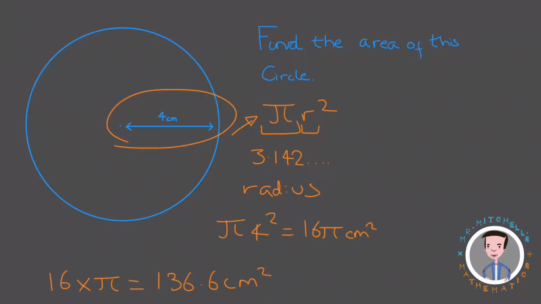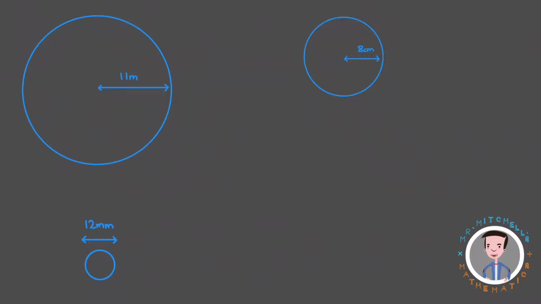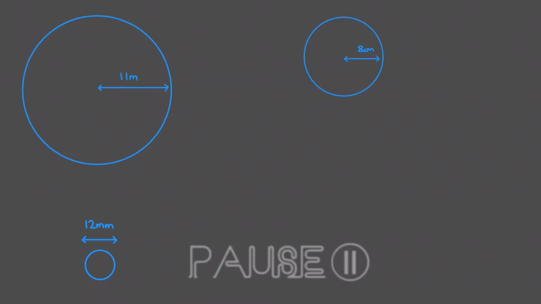So don't worry if that's not perfectly clear. What I'm going to do now is give you a few examples for you to try on your own. Here are 3 circles, 2 of which have a radius and 1 of which has a diameter labelled. I want you to try and find out what the area is. Remember, the crucial thing you need to use is the formula pi r squared. You should write it down if you haven't already. Best of luck, and in a few moments I'll show you how to work this out. Pause the video now.